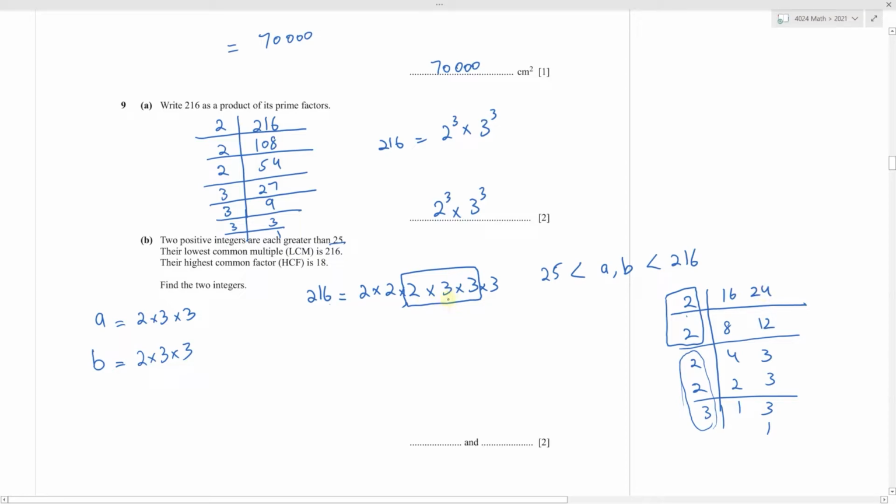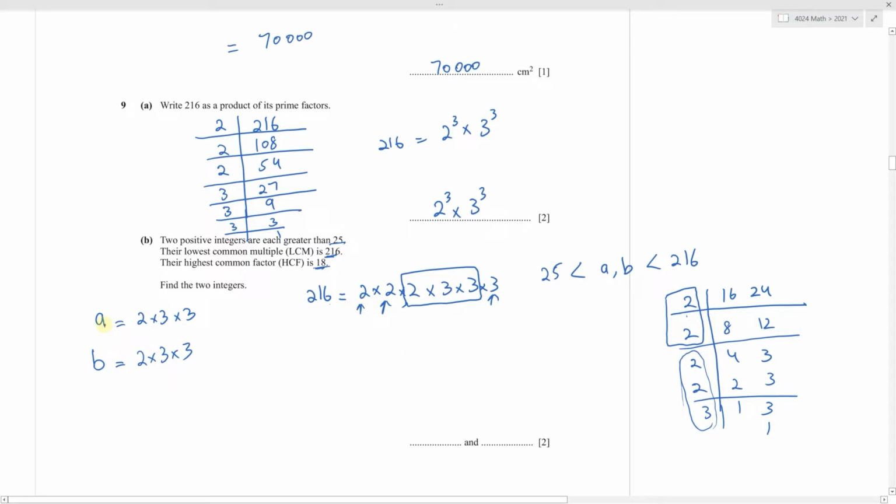So similarly, if we apply the same knowledge, we know that 216 is the LCM and HCF is 18. So if you write 216 as a product of its prime factors, similar to what we did here, 18 is the HCF. So I've taken out 18, and both A and B have these prime factors of 18, which is 2 times 3 times 2 times 3 is 6, 6 times 3 is 18. Now what are the remaining prime factors of 216? They are this 2, and this 3.